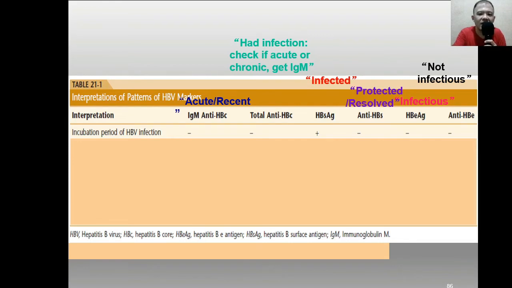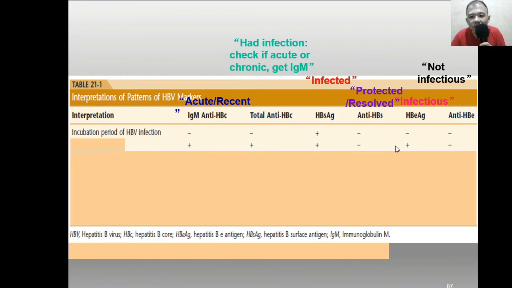Active disease or acute disease. Now, if the patient is positive for HBS, then the patient has a positive total. Okay, that means that the patient had infection and we just have to check if it's acute or chronic. We get IgM, it's positive with IgM, and that means it's an acute infection. So acute infection, at the same time the patient is infectious, so therefore we are in acute Hep B infection.